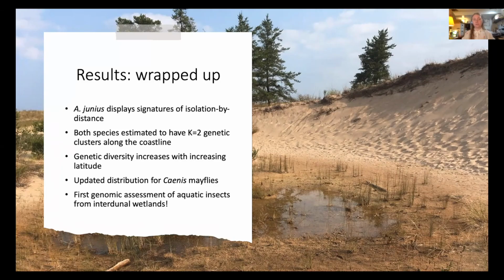So wrapping up our results, for our high disperser, Anax junius, we see significant signatures of isolation by distance. For both species, we estimated 2 genetic clusters along the coastline. And for both species, we also see significant increases in genetic diversity with increasing latitude. We also provide an interesting updated distribution of Caenis mayflies, where we see one species, Caenis amica, at the southern sites and Caenis diminuta at our 2 northern sites. Lastly, this is the first genomic assessment of aquatic insects from interdunal wetland habitat. We provide next generation data sets for 2 aquatic insects and also provide de novo sequences that can be used for future studies of these non-model organisms.